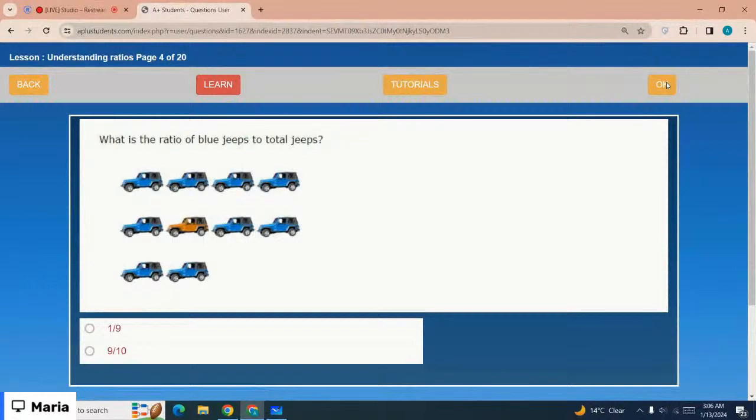What is the ratio of the blue jeeps to total jeeps? So which is the correct option? So you have 1, 2, 3, 4, 5, 6, 7, 8, 9 blue jeeps and total jeeps are 10, right? So that is 9 to 10. The correct option is 9 to 10, right? Option number 2 is the correct option.